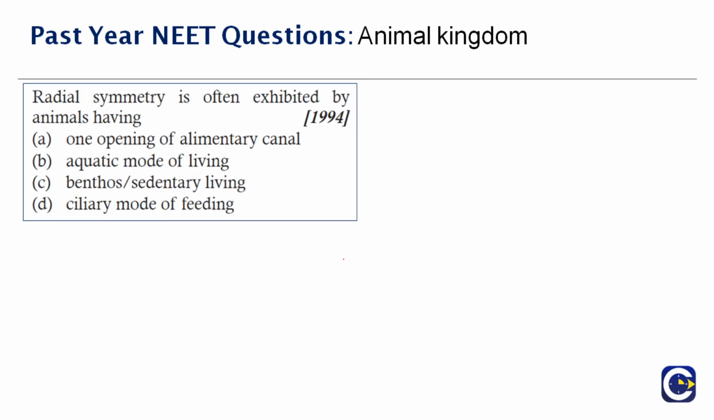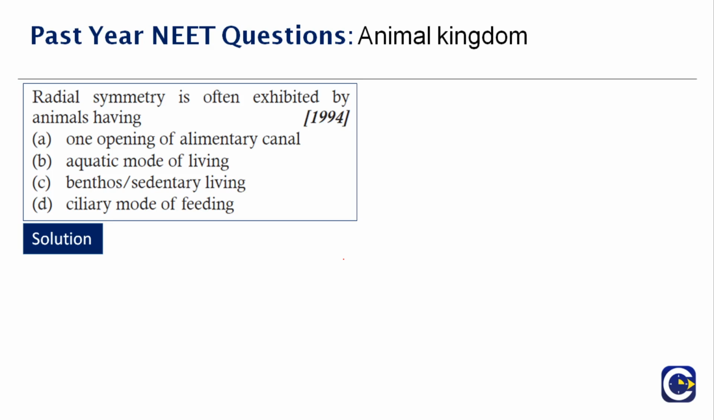Next question here. Radial symmetry is often exhibited by animals having dash. So this is also a very easy question for you to answer. We already saw radial symmetry is seen in lower grade organization, but you do not have any answer like this, so you have to analyze the options that are given here. Now here, the first option is one opening of alimentary canal, aquatic mode of living. What do you mean by alimentary canal? How can you describe alimentary canal? Alimentary canal can be defined as the whole passage along which the food passes through the body from the mouth to the anus during digestion. So one opening of alimentary canal, no.